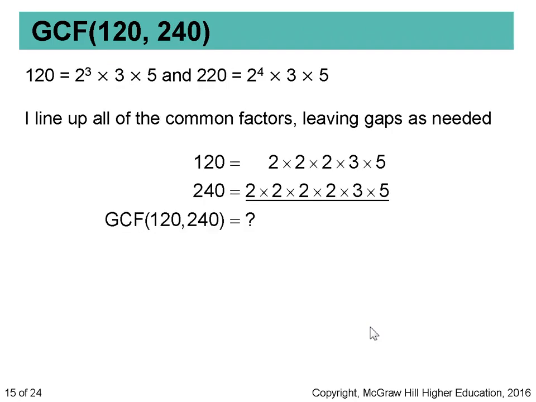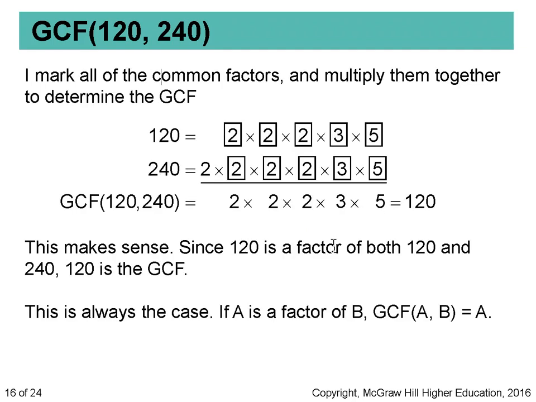Now let's look at the greatest common factor of 120 and 240. When I line them all up, I notice that 240 has this 2 and there's a gap above, keeping things lined up with gaps as needed. Then when I compare the things that they have in common, I get 120.